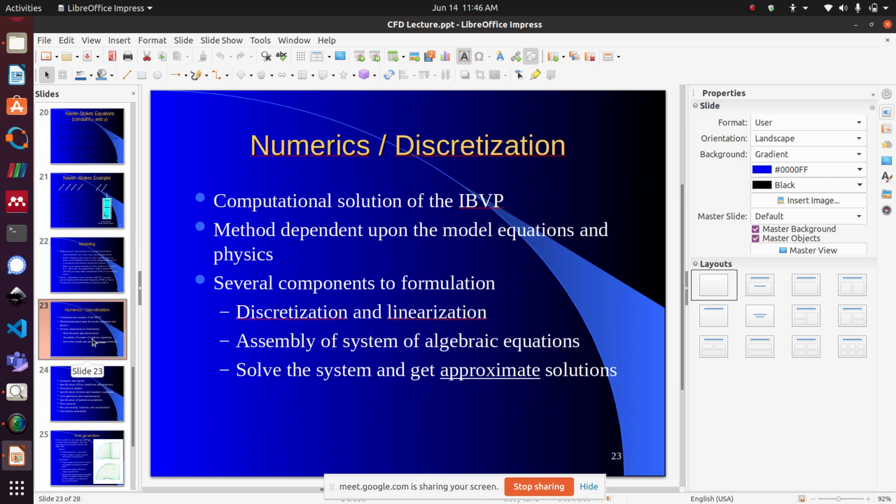Next part is, once you have equations, you discretize the equation. What does it mean? You come up with a system of algebraic equations.